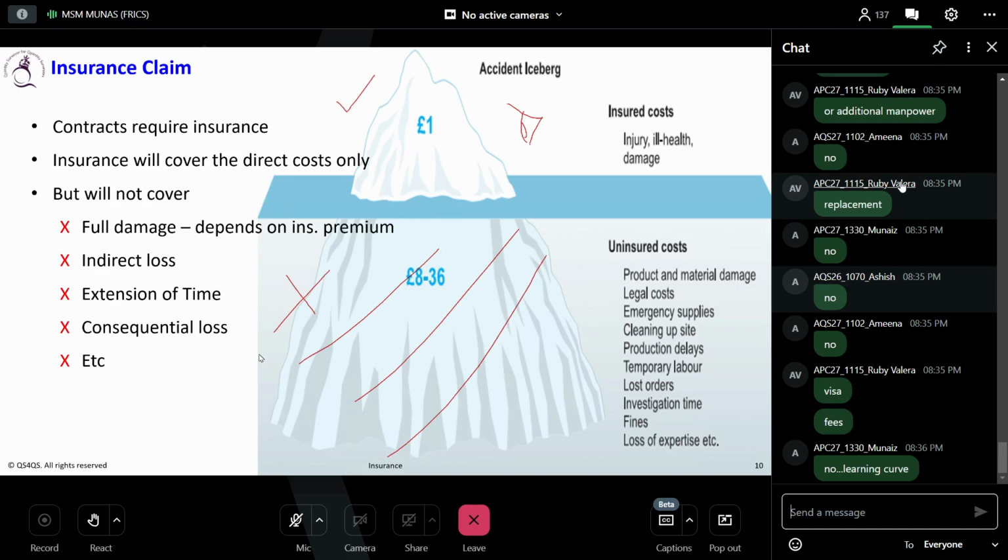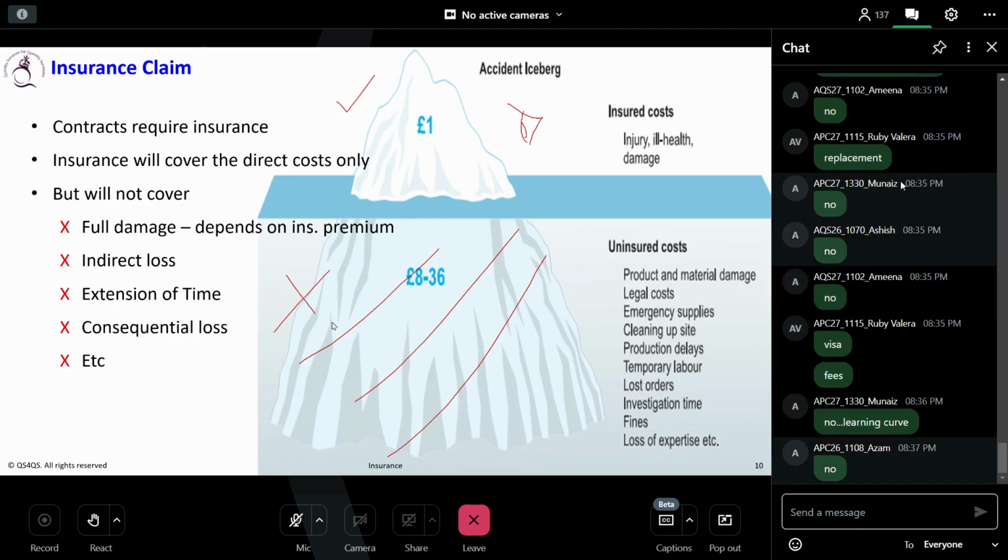So are those costs covered by the insurance or not here? No, it is not covered. Insurance is just a small protection to you. It doesn't cover completely.